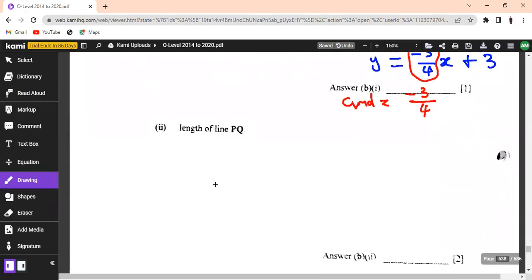And the other part is to calculate the length of line PQ, the length of line PQ, this one. So to find length, length is actually from this formula.